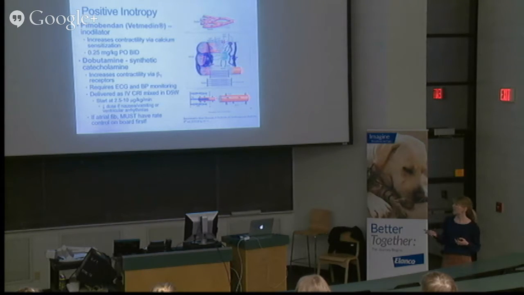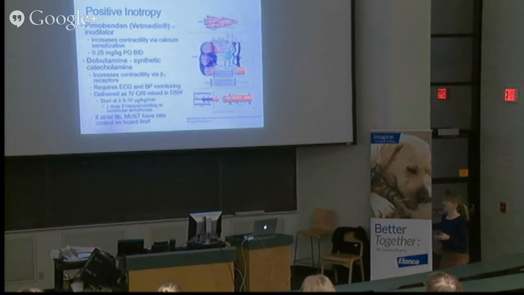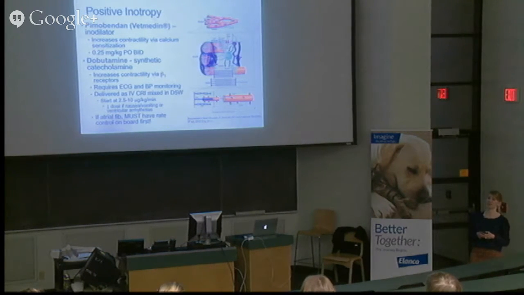But the other one that we tend to use a lot in the acute care setting is dobutamine, which is a synthetic catecholamine. Again, it's something that we're going to deliver as a constant rate infusion. It's going to be mixed in some fluid, and we're going to administer it within a particular dose range to effect. And that can sometimes be really helpful in our DCM patients.